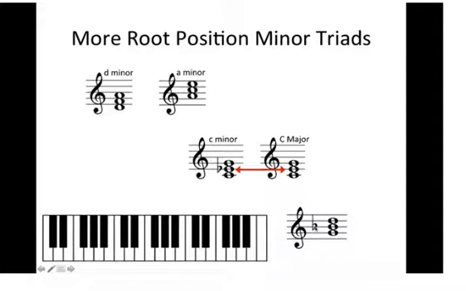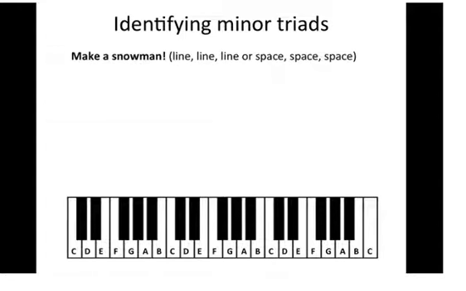We have a key signature with a B flat in it. So this is a G minor triad. When we identify minor triads, we still need to do the same process as with major. We have to make a snowman, make them look line, line, line, or space, space, space.